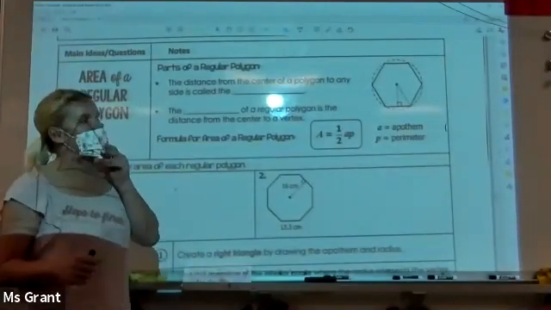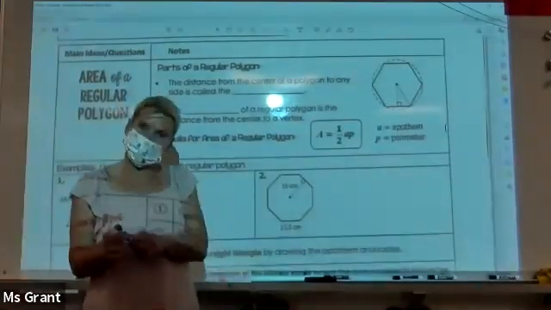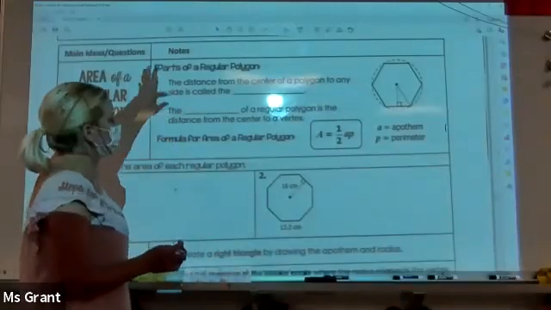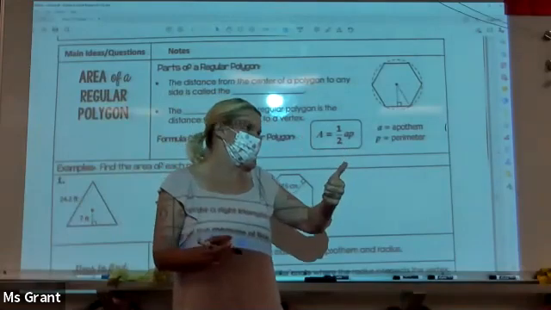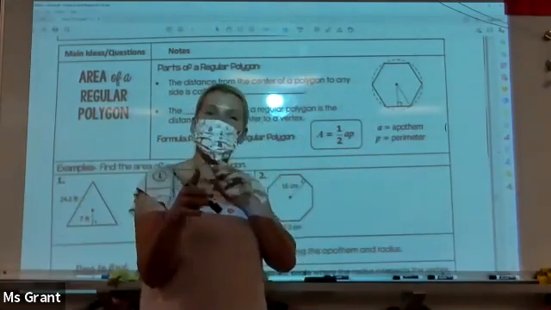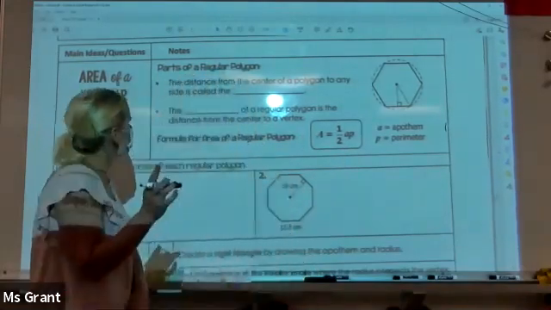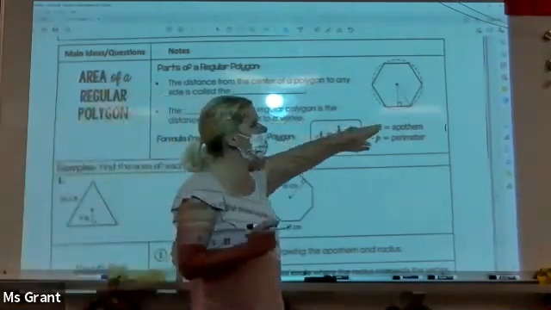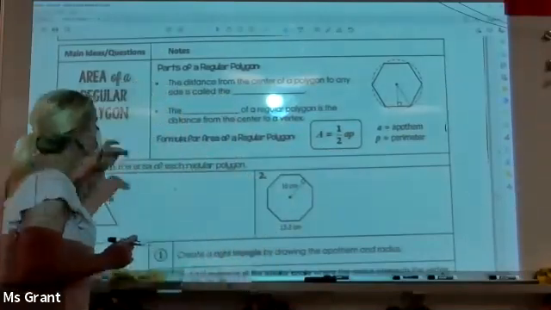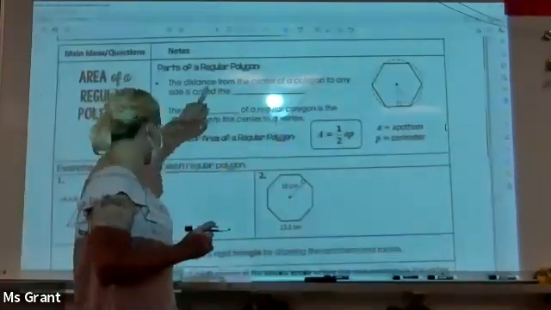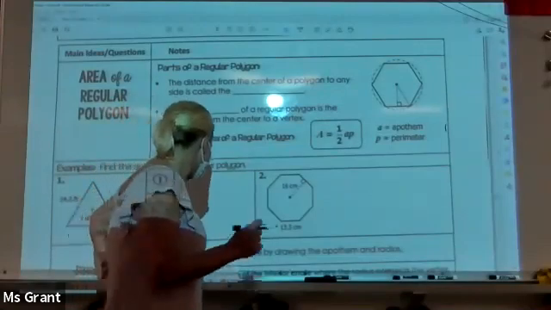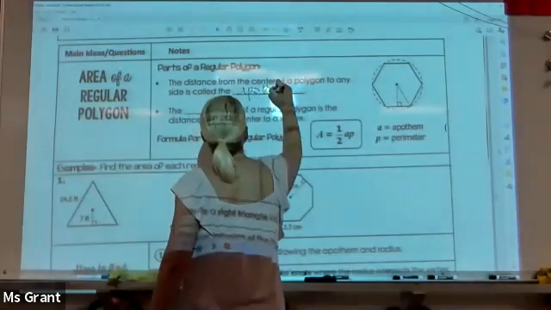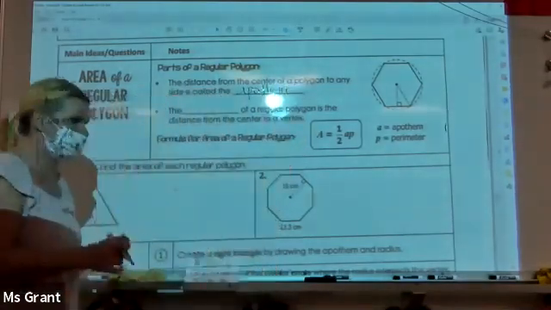Area of a regular polygon. So I've got some new vocab terms. We are given hexagons or pentagons, some triangles. The two new vocab terms are apothem and perimeter. The distance from the center of a polygon to any side is called the apothem. A-P-O-T-H-E-M, apothem.